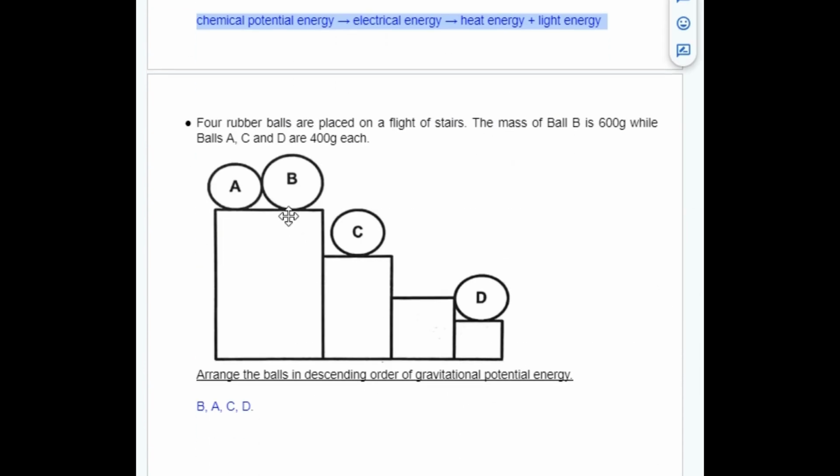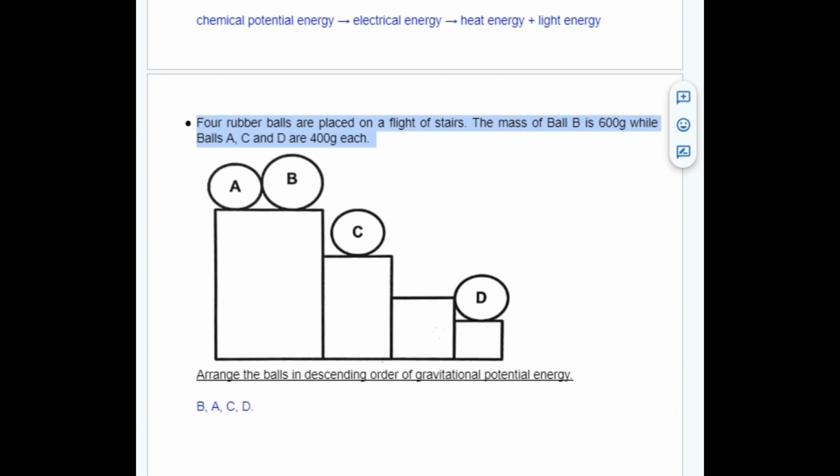4 rubber balls are placed on a flight of stairs. The mass of ball B is 600 g, while balls A, C, and D are 400 g each. Arrange the balls in descending order of gravitational potential energy. B, A, C, D.